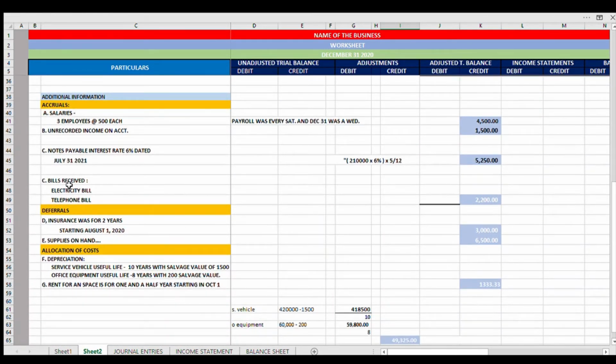Ang susunod natin, sabi dito may bills na natanggap. So this is an accrual of expense, accrual of expense. So let us have the amounts. Ang sabi dito ay ito ay the amount ng 1,002 and 1,000. So the total of those two is 2,200. So, ano ang entry natin dyan dito sa worksheet?